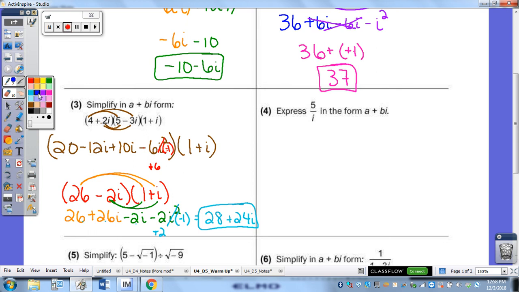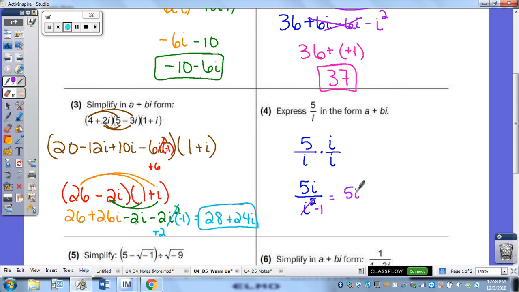Express 5 over i in the form a plus bi. We cannot have i in the denominator, so you need to multiply the top and bottom times i. That gives me 5i over i squared. i squared, though, is negative 1. So this is 5i over negative 1, or negative 5i is really the other way we would write it, but this way is also acceptable.